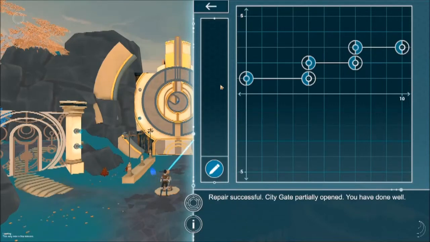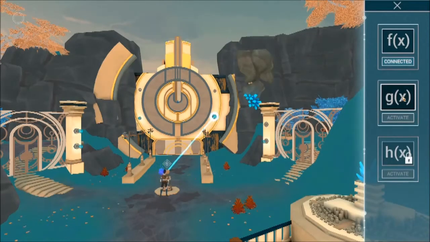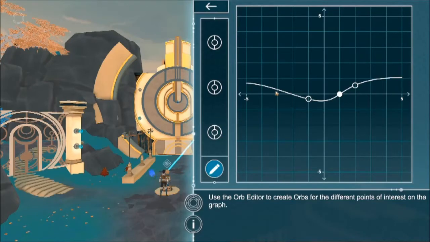Here we are. So now that has opened up part of this. However, that's not very helpful because we need to open up the whole thing. So we need to go back and we need to figure out one of the other equations and its limits.